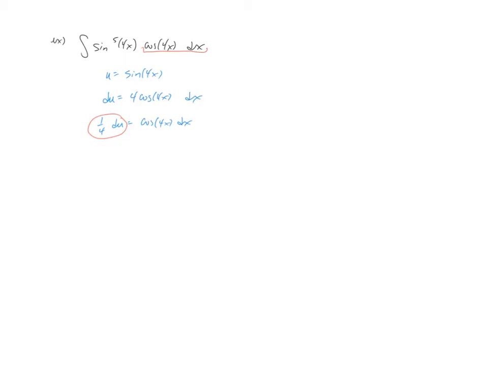So that's why I picked what I did. Not only did it help me come up with something easier to integrate, but it also knocked off that additional piece that was just sitting there waiting on me. Okay, so I'll come over here now. We've got our integral u to the 5th times a 1/4 du. I'll take the 1/4 out, and then I'll add 1 and divide. So 1/4 times 1/6, u to the 6th plus c. So 1 over 24 sine to the 6th of 4x plus c.